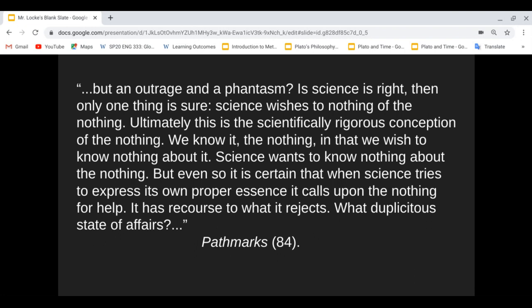The nothing, for what else can it be for science, but an outrage and a phantasm? If science is right, then one thing is sure. Science wishes to know nothing of the nothing. Ultimately, this is the scientifically rigorous conception of the nothing. We know it, the nothing, in that we wish to know nothing about it. Science wants to know nothing about the nothing. But even so, it is certain that when science tries to express its own proper essence, it calls upon the nothing for help. It has recourse to what it rejects. What a duplicitous state of affairs?